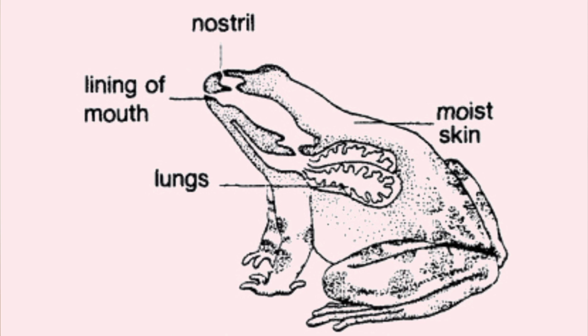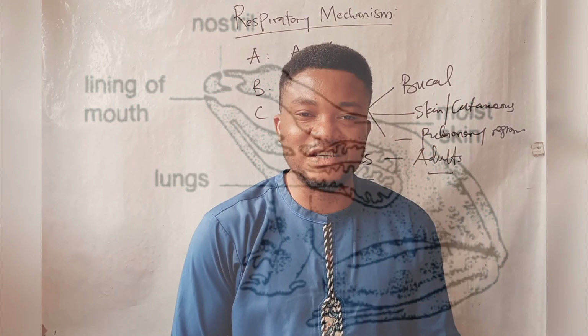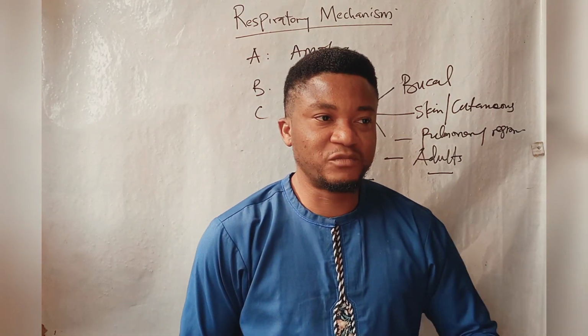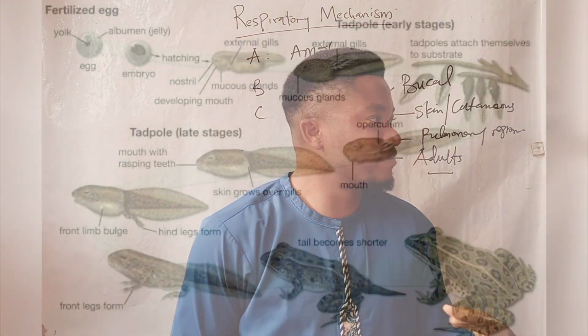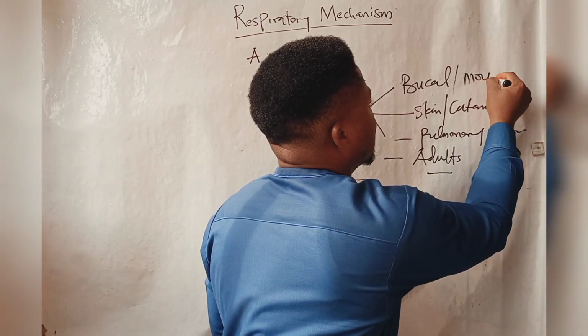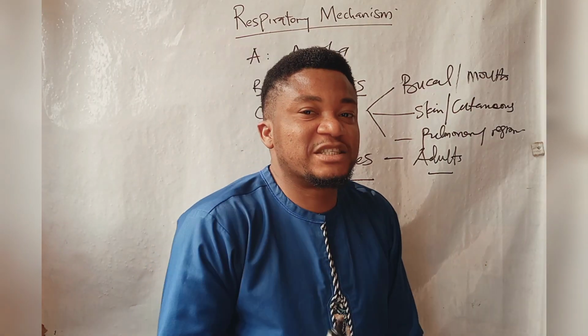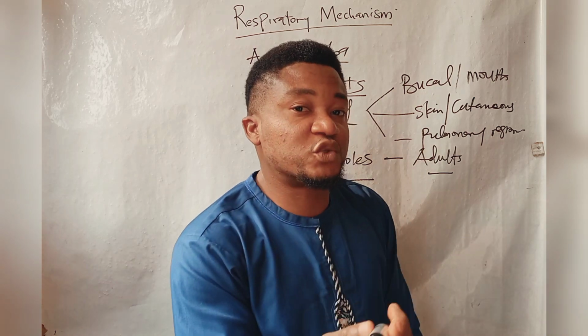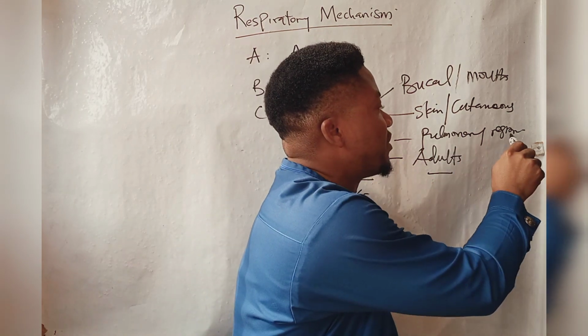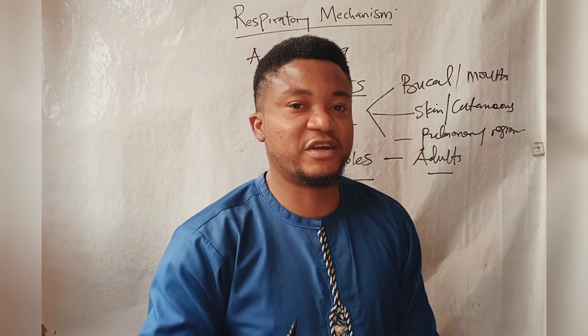Now, students, you begin to understand the transition across the entire life cycle of a toad, starting from when it was a tadpole using the gills. Now, when it becomes an adult, it tends to carry out respiration either using the mouth, which we call the buccal, or using the skin, which we also refer to as the cutaneous respiration, or pulmonary respiration, which we refer to as the lungs.